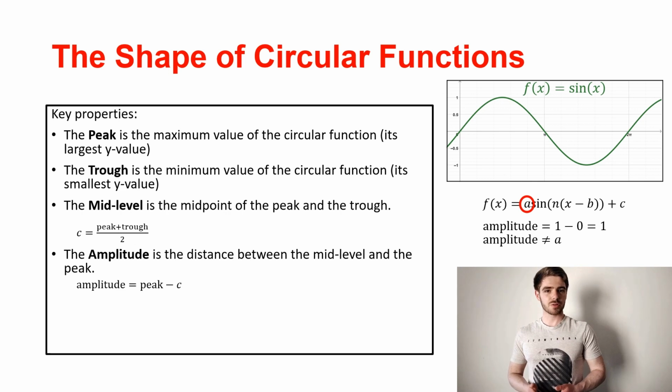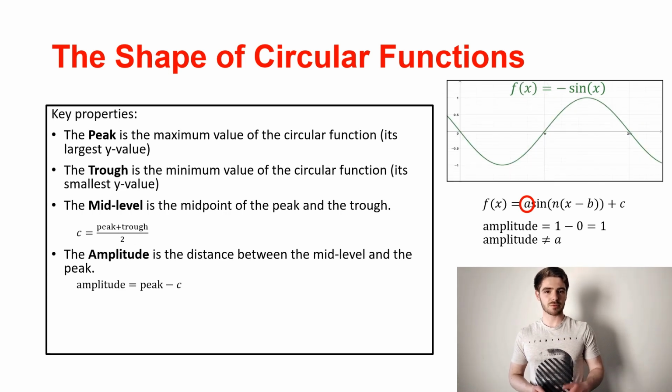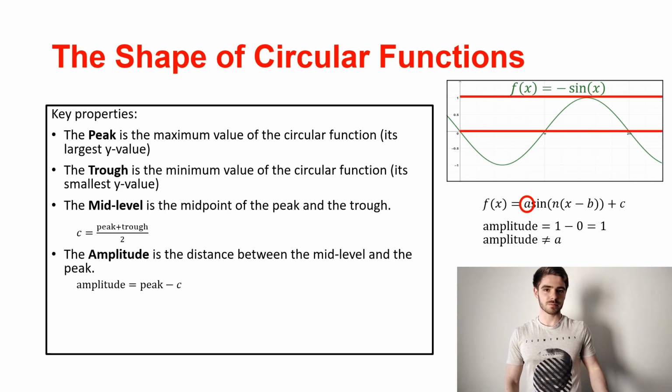The sign at the front of the a term just tells us if the graph has been reflected or not. And reflecting the graph does not change the height of the peak or the height of the mid-level. So the amplitude will always be the same, regardless of if it's been reflected or not.